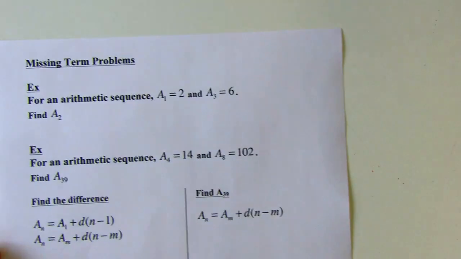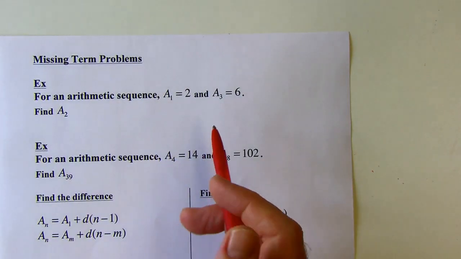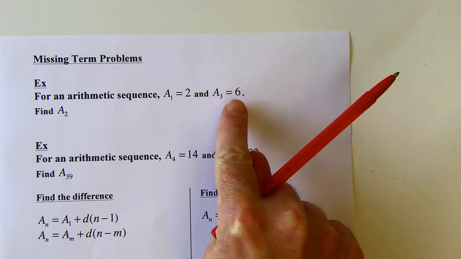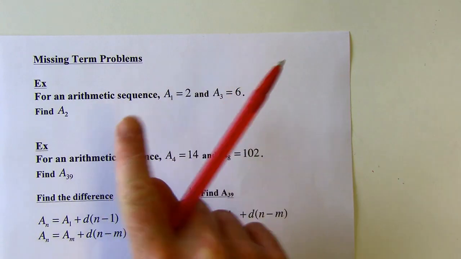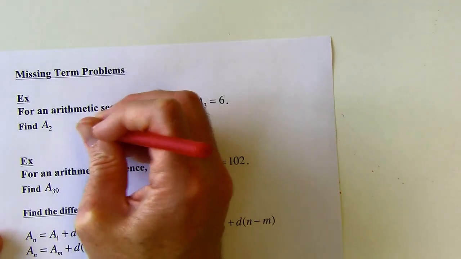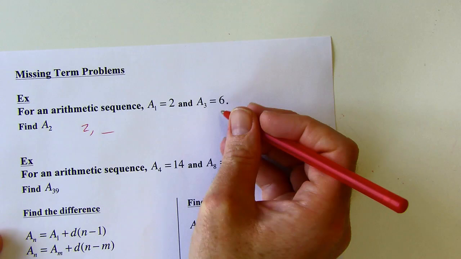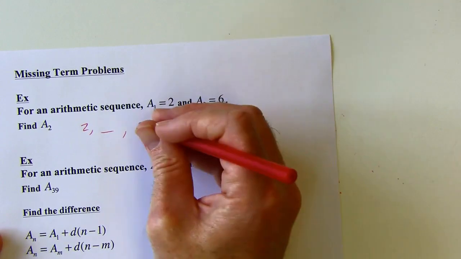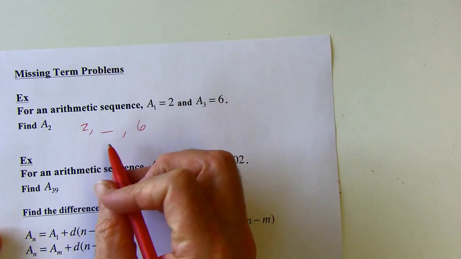All right. So for an arithmetic sequence here, we're given the first term and the third term, and we're supposed to find the second term. So if I just draw what this looks like, I would have 2, then something, then 6, right? And I'm looking for that second term.